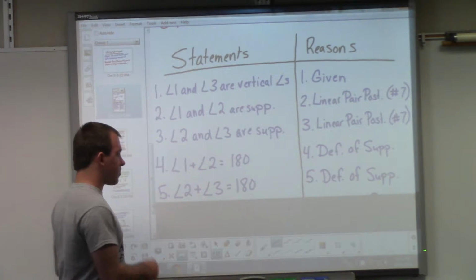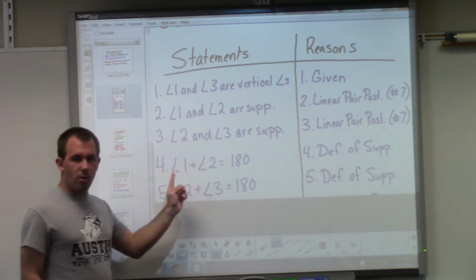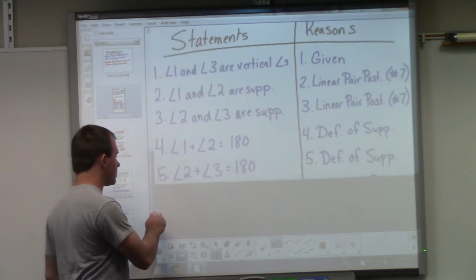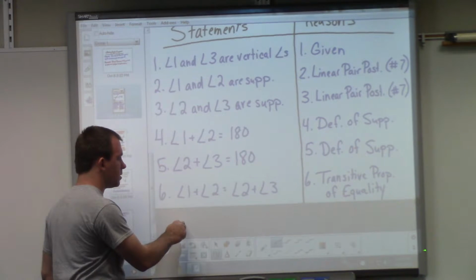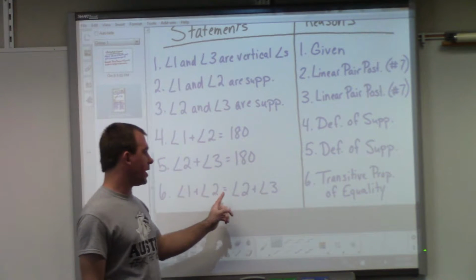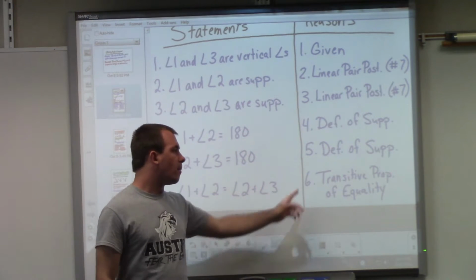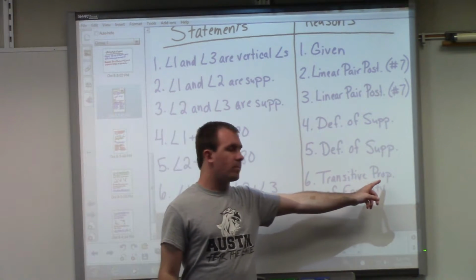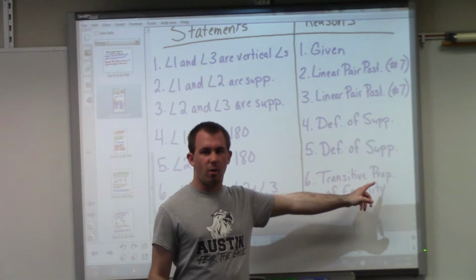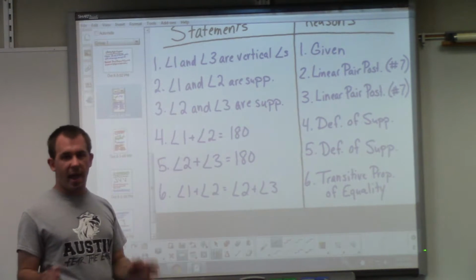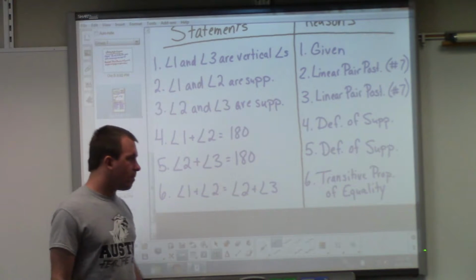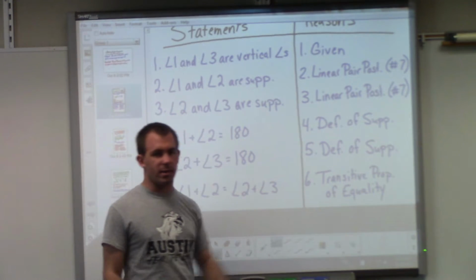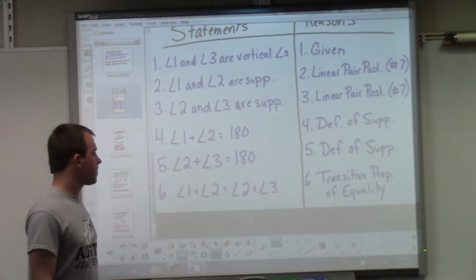So the transitive property of equality allows us to say angle 1 plus angle 2 is equal to angle 2 plus angle 3. So angle 1 plus angle 2 equals angle 2 plus angle 3 by the transitive property of equality. And again, another abbreviation, property we shorten to prop, P-R-O-P. You don't have to, you can spell out the entire word, but sometimes it gets tiring spelling out the entire word. So transitive prop of equality, we recognize.